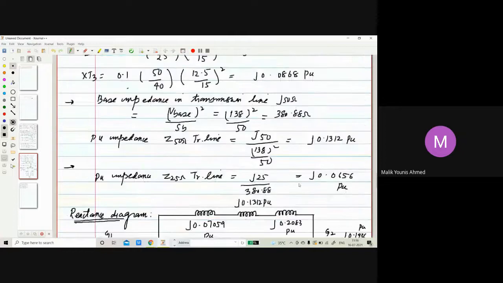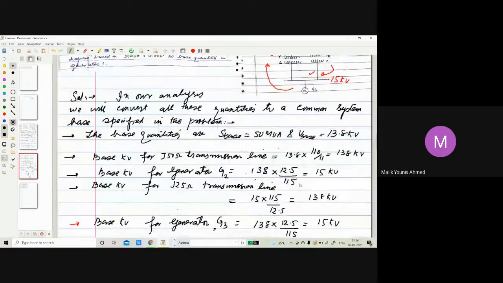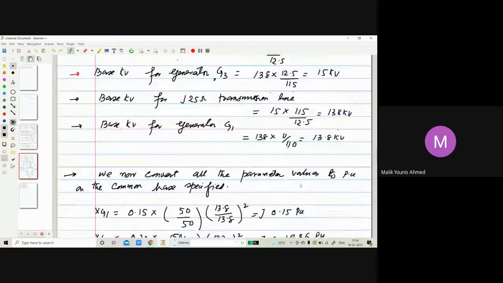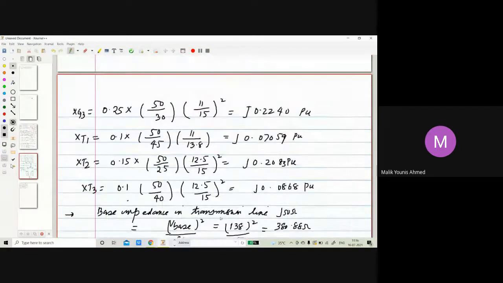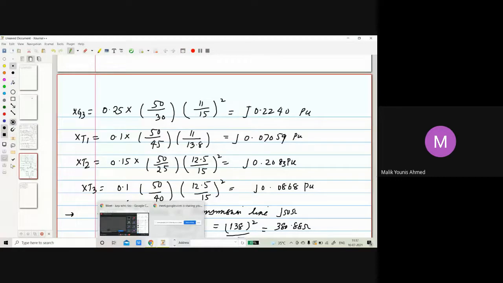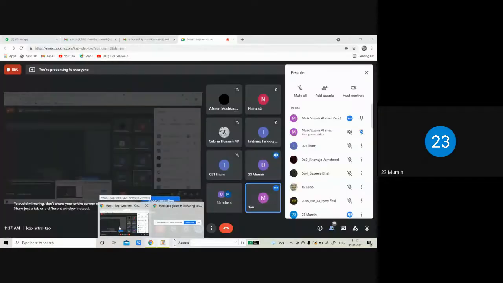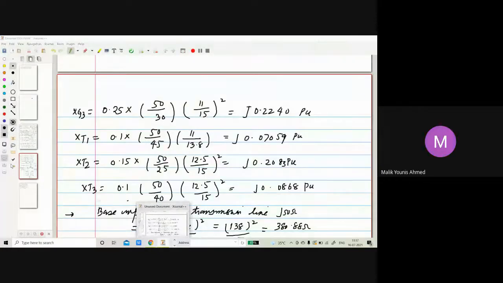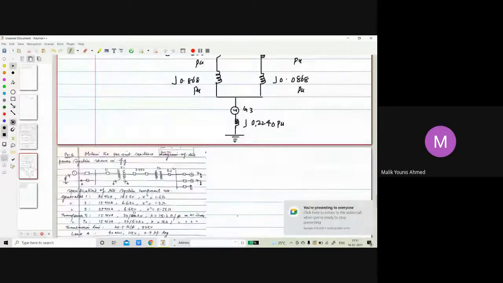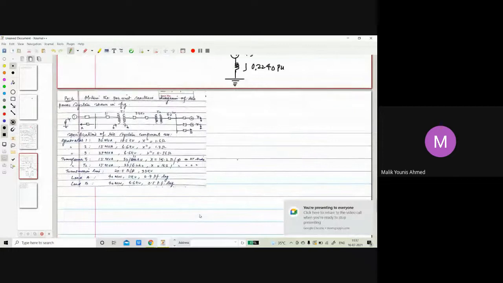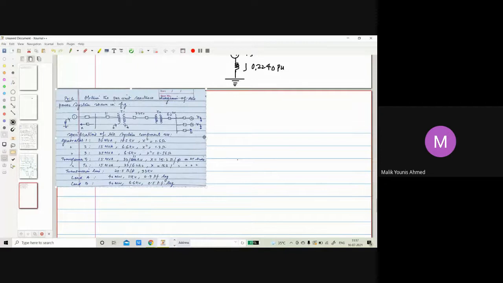There should be no confusion at all. This is a conventional problem. Once you are familiar with this type of problem, it will be very easy for you to draw and calculate them. I hope it's clear to everyone. Any doubts? No, sir, clear. Okay, we'll move to the next problem then. We'll be doing one or two problems. So the next problem is like this.